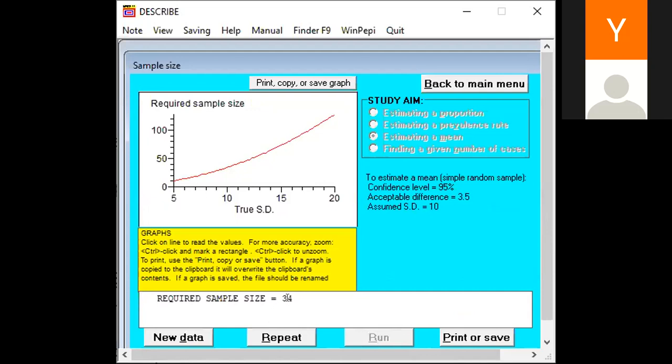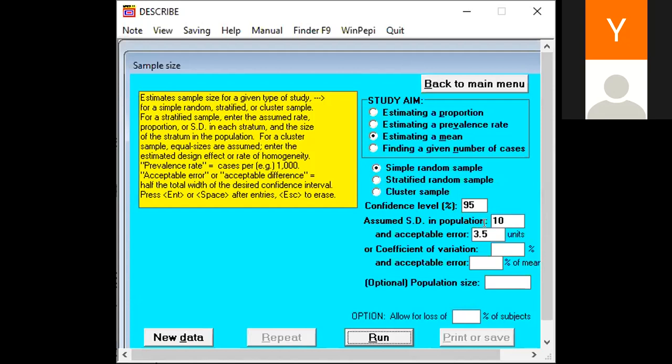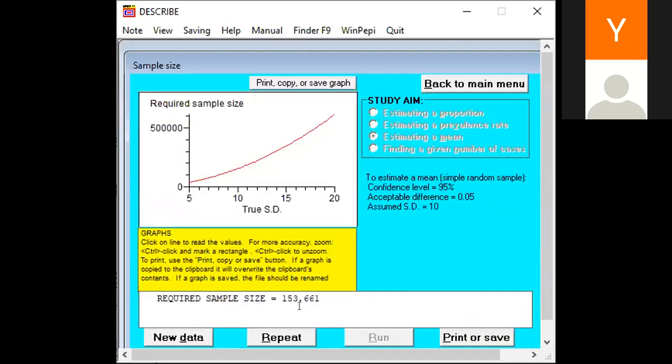So can you see now? Let's come back. Let's assume that we just use 0.05, which I used here instead of the unit. We will see what will happen. Acceptable error. Can you see? 153.